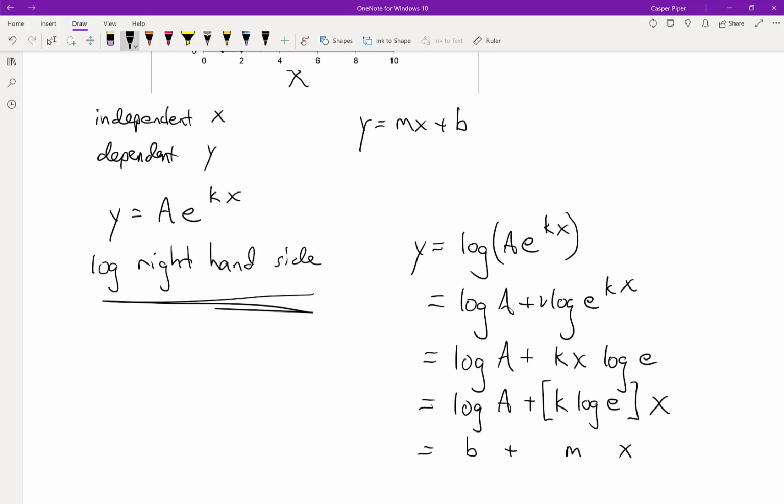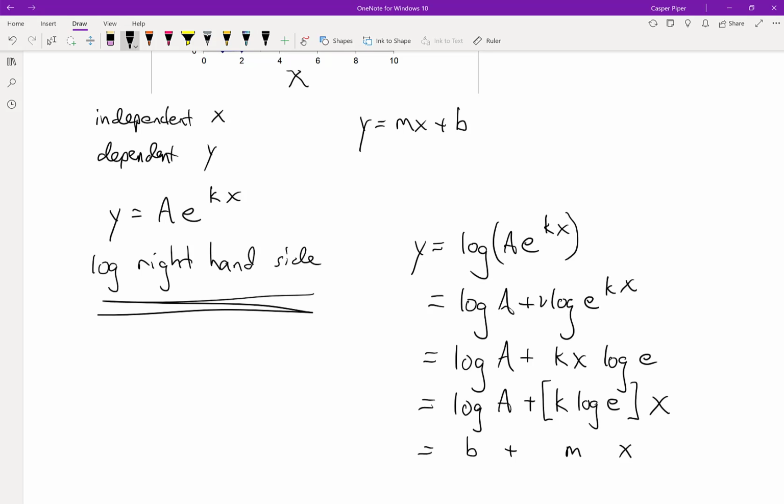So if I take the logarithm of only the right-hand side, only the side with the independent variable, then I'm going to get a straight line. And that's what semi-log paper does. Okay, it takes the logarithm of y.